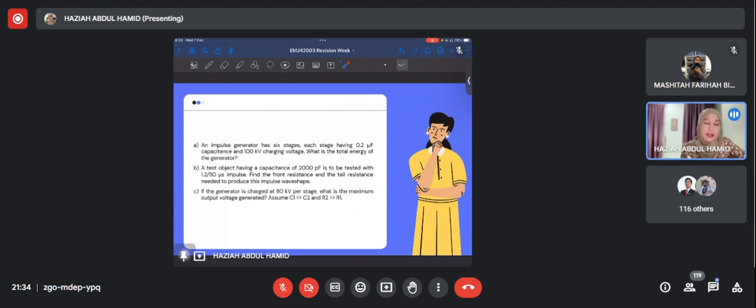So it gives you a question asking you to do a calculation. It says here an impulse generator has 6 stages. Mark a circle here, it has 6 stages, so N equals 6. Each stage has 0.2 microfarad capacitance, and 100 kV charging voltage. So the charging voltage, VC, is 100 kV, and the capacitance per stage is 0.2 microfarad. So what is the total energy of the generator?